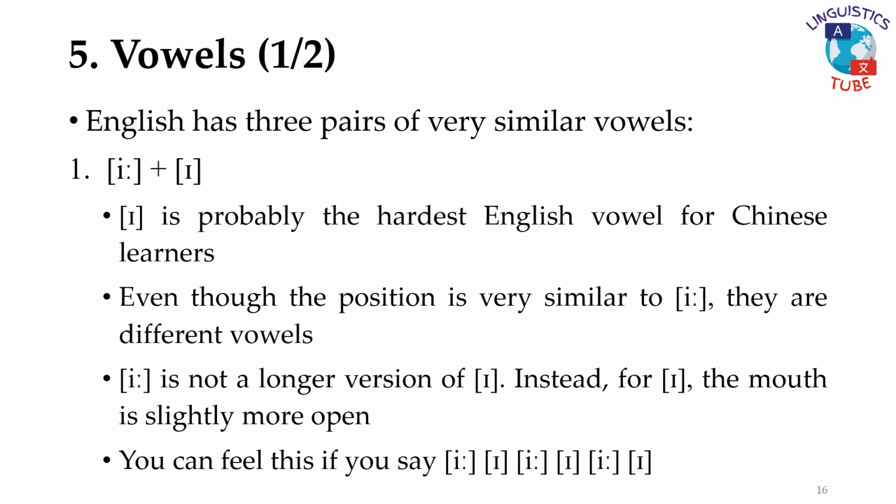Learners of English often have problems with I. It is perhaps the hardest English vowel for Chinese learners because it doesn't exist in Chinese. Therefore, I have some advice for you. Even though the position is very similar to E, they are different vowels. E is not a longer version of I. Actually, I is slightly lower, so the mouth is slightly more open.